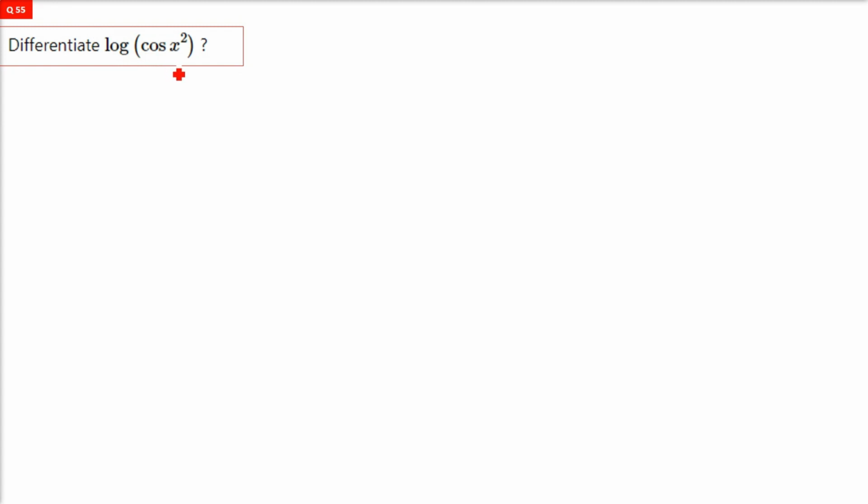Differentiate log cos x square. What is the derivative of log theta, or log y? It is 1 by y. So we have 1 by cos x square. Now you have to differentiate cos x square. The derivative of cos is minus sine, so it is going to be minus sine x square.